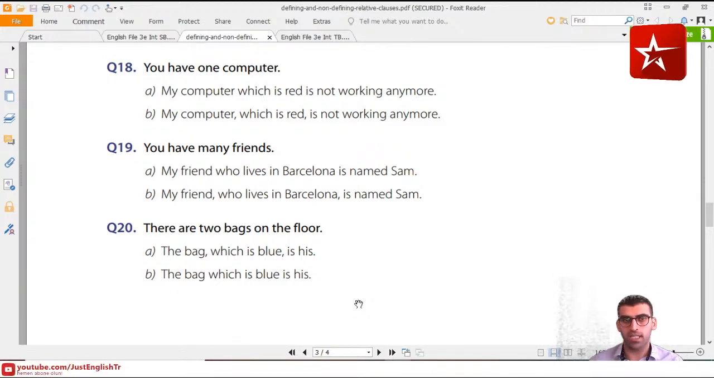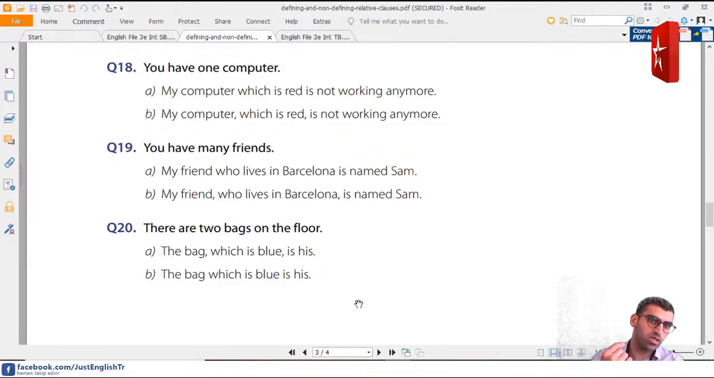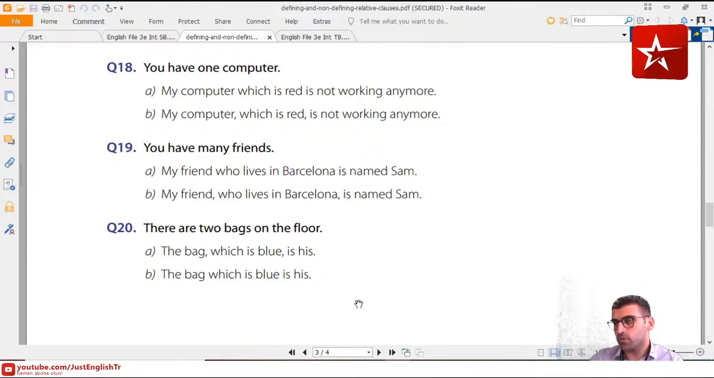Özgürcan says 18 is B. Yes, of course, 18 is B because we are talking about one computer. My computer, which is red, isn't working anymore. That's why the correct answer is B. The correct answer is B for question number 18. My computer, comma, which is red, comma, isn't working anymore.